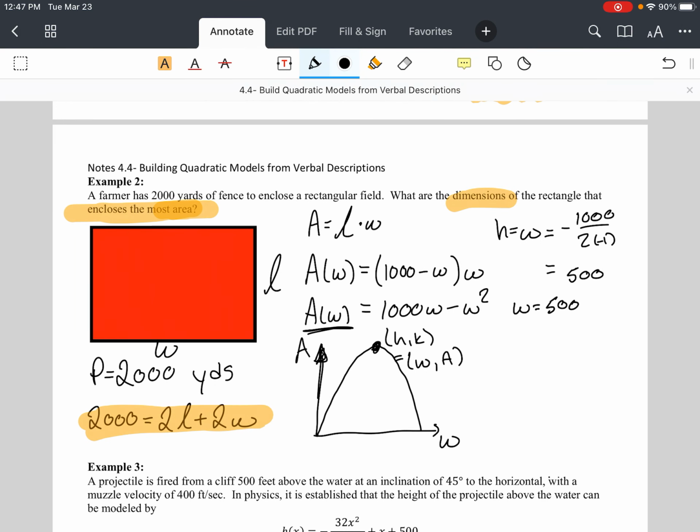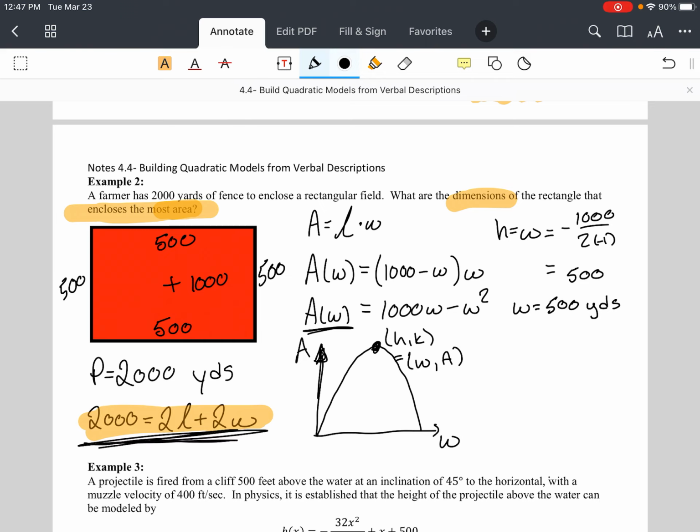So we have a width equal to 500, and remember to put your label. So this would be a width of 500 yards. So we know now that the width of this rectangle is 500 yards. This takes up a total of 1,000 yards, which means that in order to enclose the most area, the length would also be 500 yards.